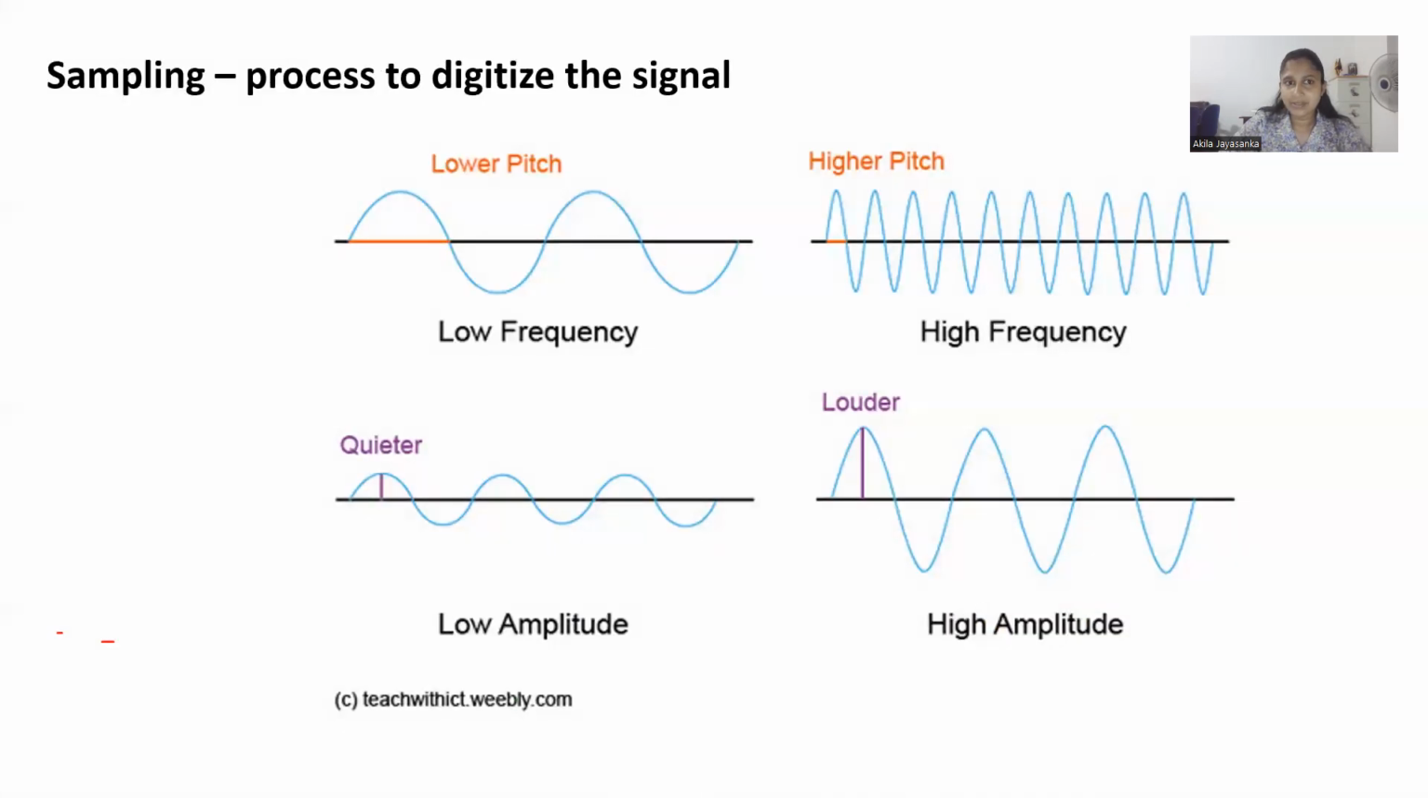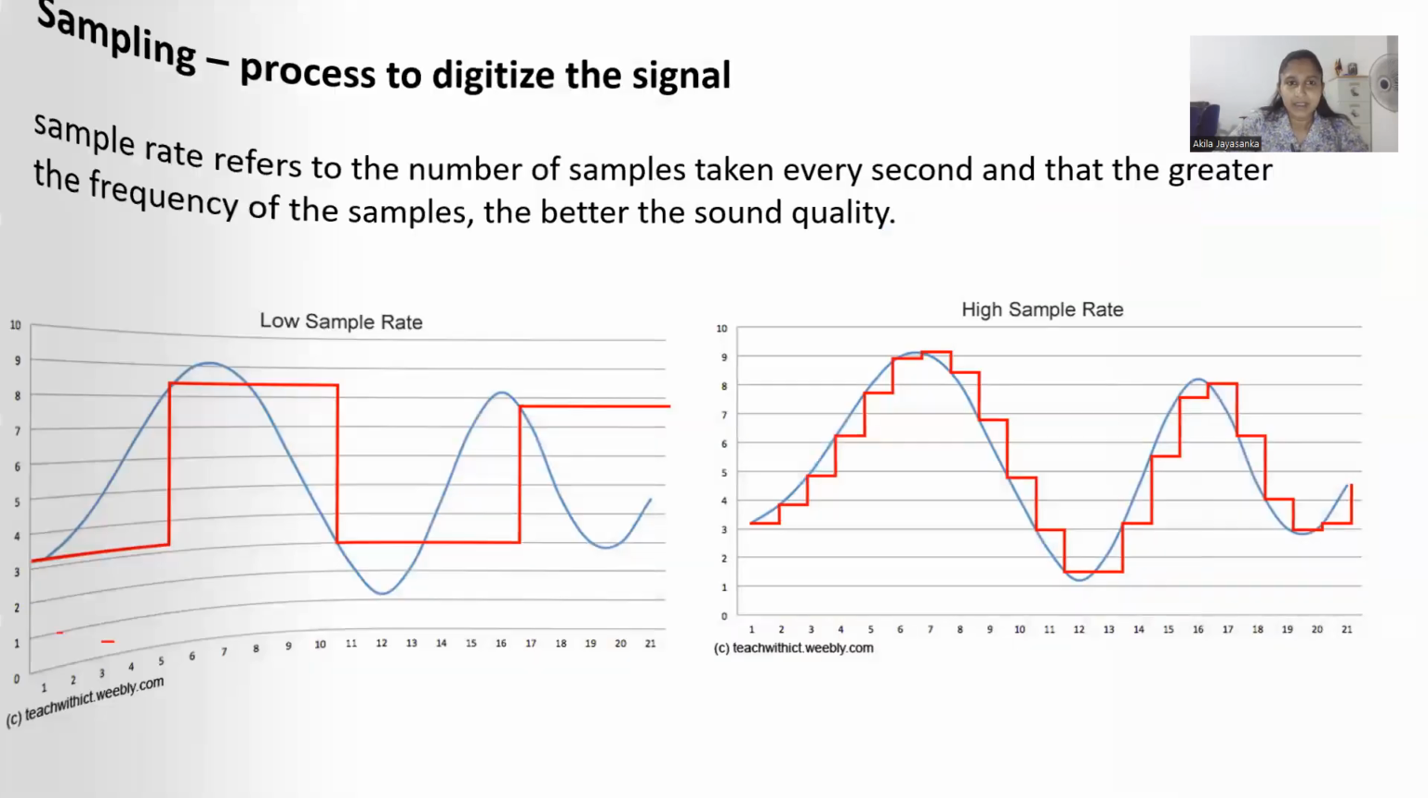Right. Sampling process to digitize the signal, right? Low frequency, high frequency තියනවා, low amplitude, high amplitude, right? මේ විදිහට signal levels අපිට බලා ගන්න පුළුවන්, right? මේ level එකට අනුව තමයි digital format එකට convert වෙන්නේ.